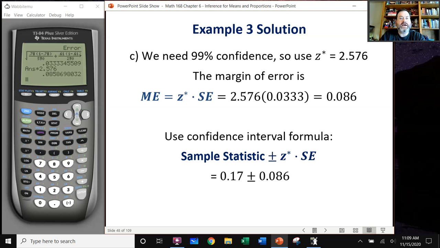Maybe the homework doesn't ask for a margin of error. It doesn't hurt anything to compute it. And so the answer is 0.084 to 0.256. So make sure you can get these numbers, pause the video, and check that you can get these results. I'm going to keep moving.